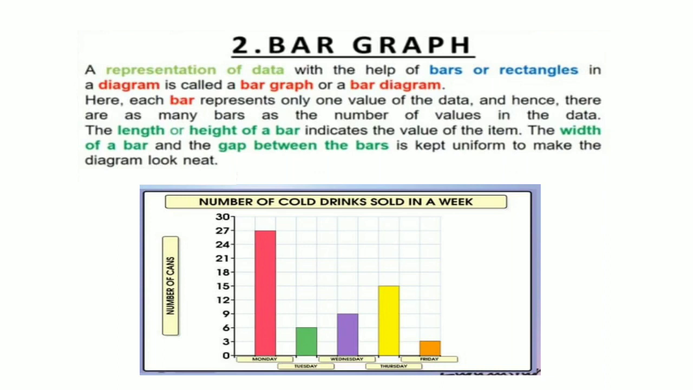Here you can see that the length or height of the bar indicates the number of cans, and here you can see how many cold drinks are sold on each day of a week. Monday, how many? 27. On Tuesday, how many? 6. Wednesday 9. Thursday 15. And Friday 3. So we can read this data easily with a bar graph.